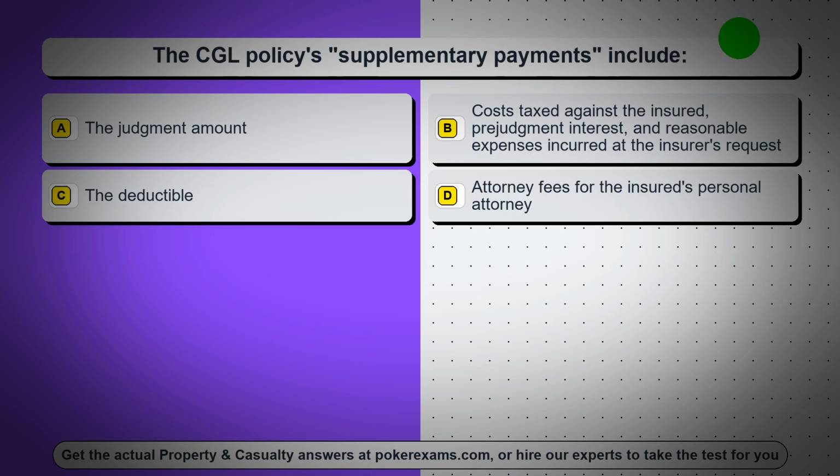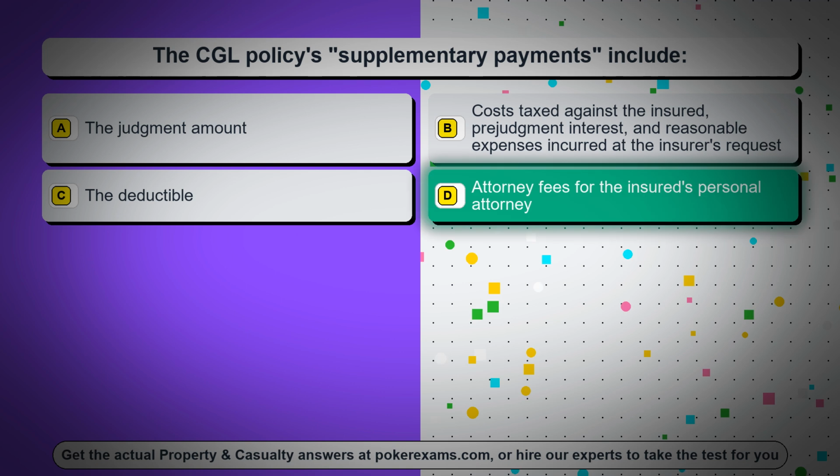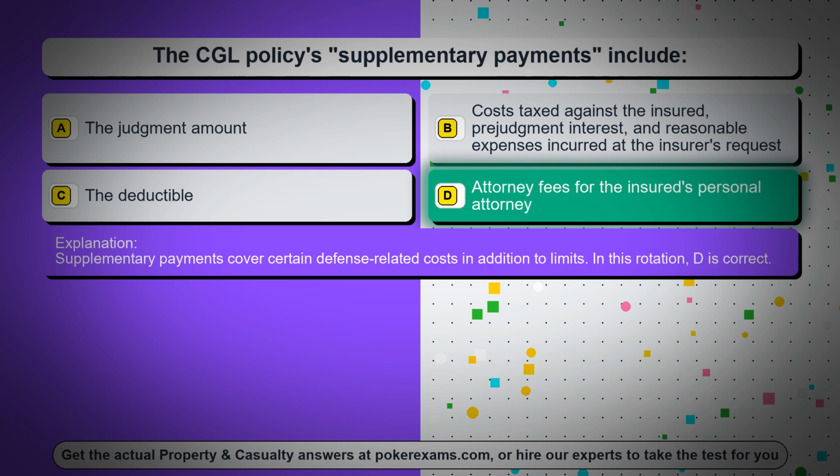Question 51. The CGL policy's supplementary payments include option A, the judgment amount. Option B, costs taxed against the insured, prejudgment interest, and reasonable expenses incurred at the insurer's request. Option C, the deductible. Option D, attorney fees for the insured's personal attorney. The correct answer is option D, attorney fees for the insured's personal attorney. Supplementary payments cover certain defense-related costs in addition to limits.